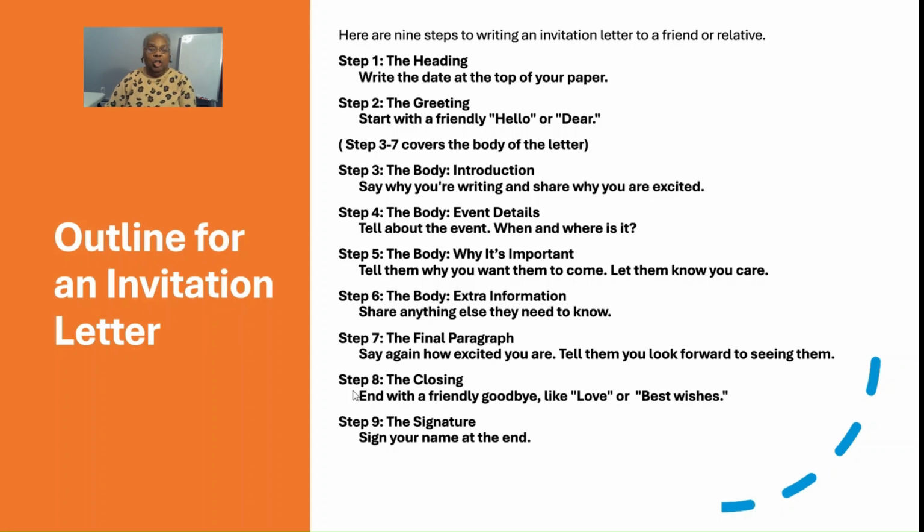Step 8, the closing. End with a friendly goodbye like love or best wishes. Step 9, the signature. Sign your name at the end.